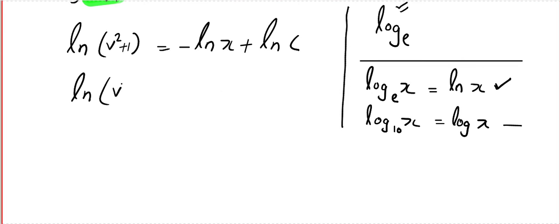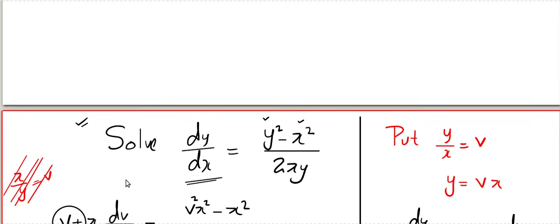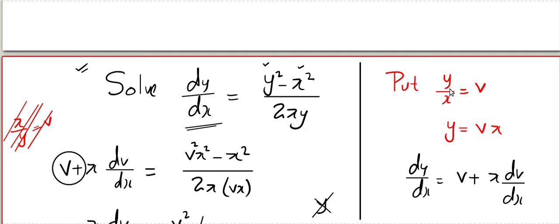Okay, so this is ln v square plus 1 is equal to, what is log a minus log b? Log a by b. Now what we do is we take inverse on both sides. And remember, the inverse of log is the exponential function. So we get v square plus 1 is equal to c by x. That is y square by x square. Do you remember what is v? In the beginning we wrote v as y by x.